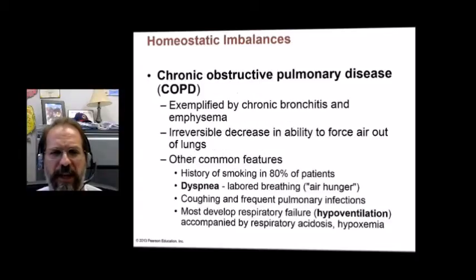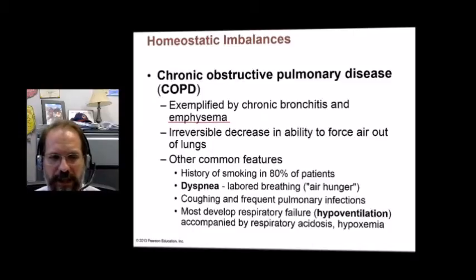All right, a few things about homeostatic imbalances. Chronic obstructive pulmonary disease, COPD, something that affects almost 1 in 5 people as they age, exemplified by chronic bronchitis and emphysema, as it says there. So bronchitis, we know, is an inflammation in the bronchi of the respiratory tract, and emphysema is a pulmonary condition that's categorized by a loss of respiratory membrane.